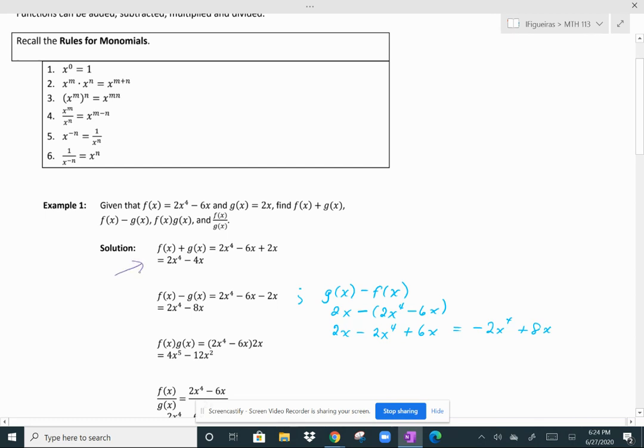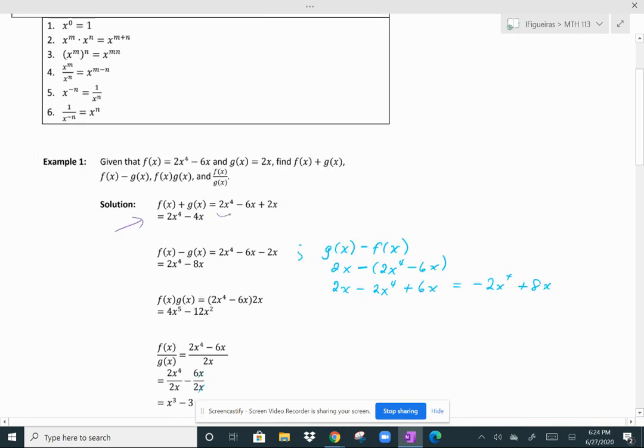So first one is f of x plus g of x. So here are the 2 functions that we're adding. When you're adding functions, you need to combine like terms. And so like terms are the terms with the same variable part, or basically just 2 constants. So here we're going to be able to combine the minus 6x and the positive 2x. The 2x to the 4th doesn't change. So when you add them, you get 2x to the 4th minus 4x. So you combine the coefficients. Negative 6 and 2 gives you the minus 4, and the variable part stays the same.